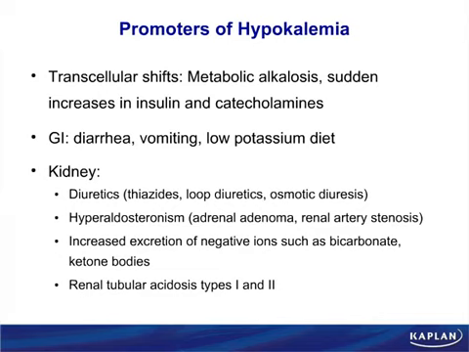Now, high aldosterone states. What does aldosterone do? Aldosterone increases renal secretion and excretion. So in high aldosterone states, you will have an increase in renal excretion of potassium. So hyperaldosteronism, whether it's primary or secondary. So if you have an adrenal adenoma, that's primary.